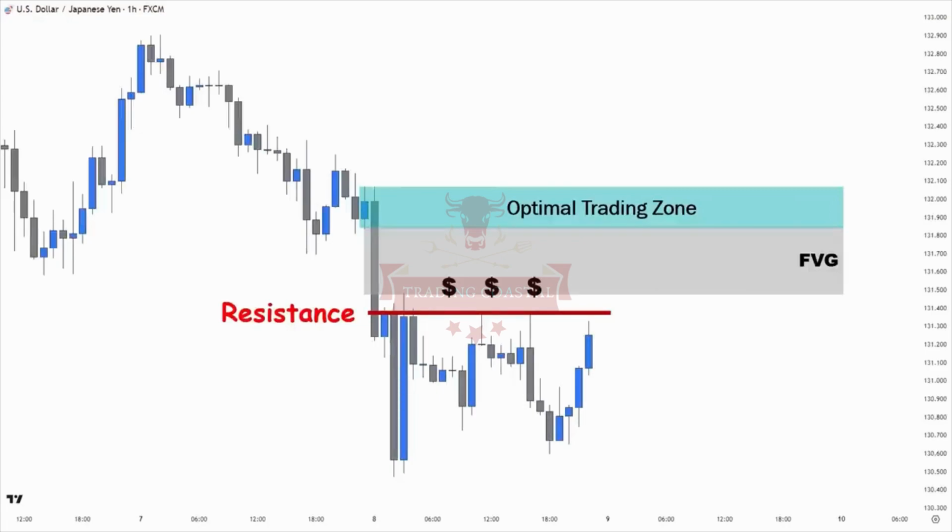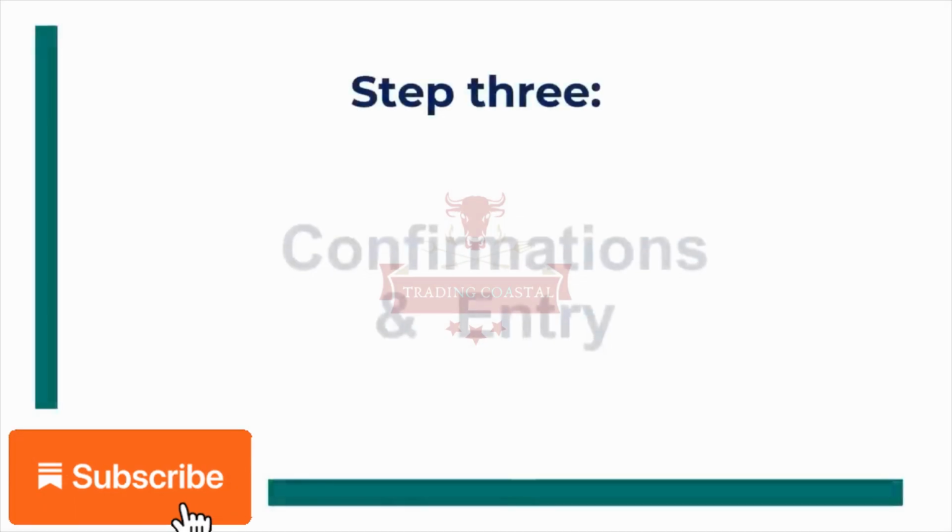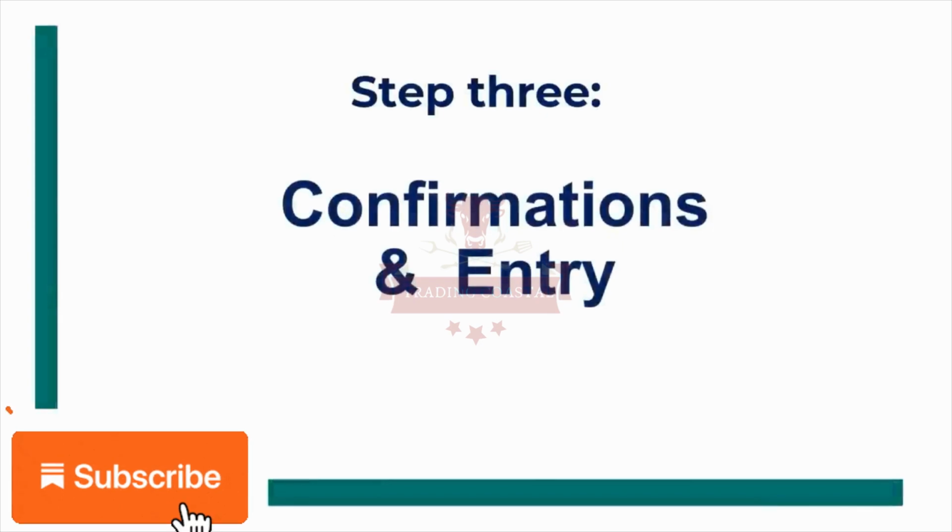These are all the concepts we apply to the chart in the second step. In the next step, we wait for the price to come and mitigate the fair value gaps. Then we will zoom into the lower time frames to look for confirmations and enter short positions. Now let's continue with the third step, the confirmations and entry.